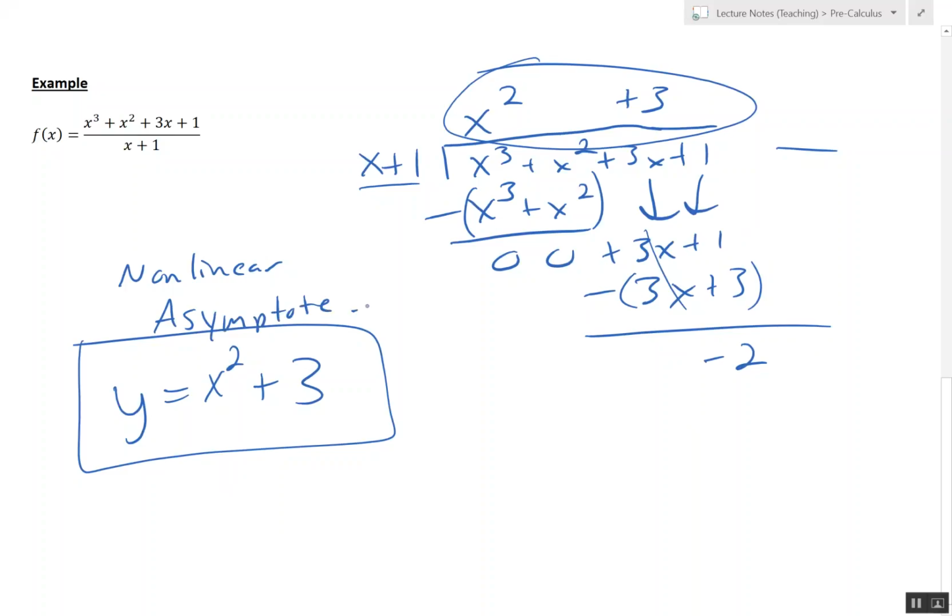So in our next 2 videos, we're going to be working on graphing these now that we know what asymptotes are and how to find their equations.